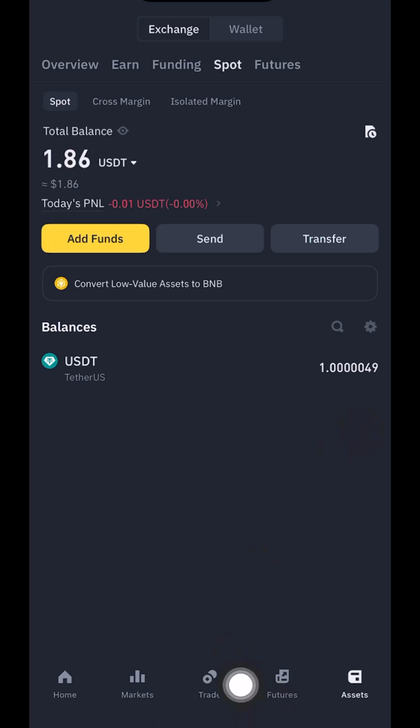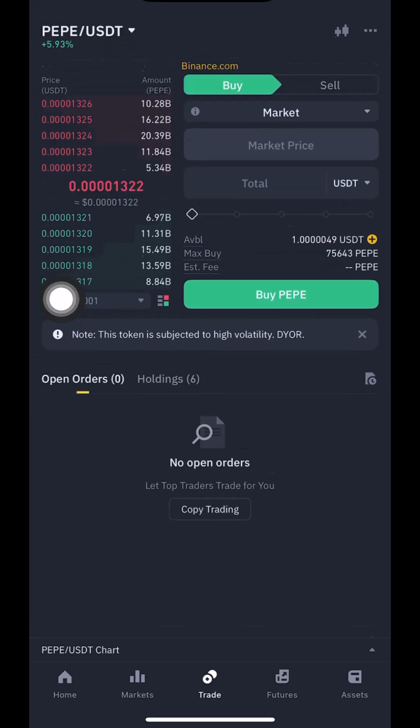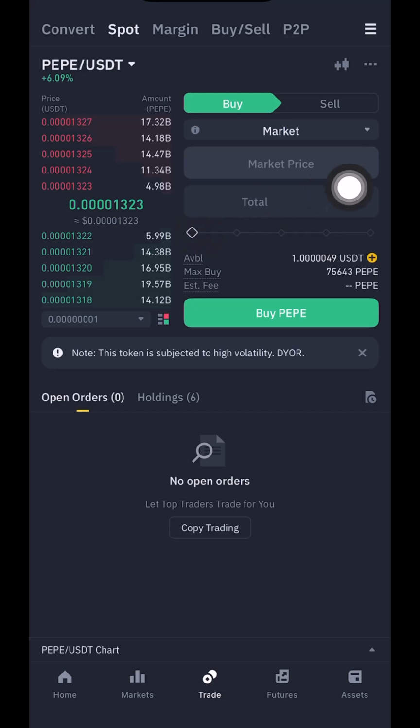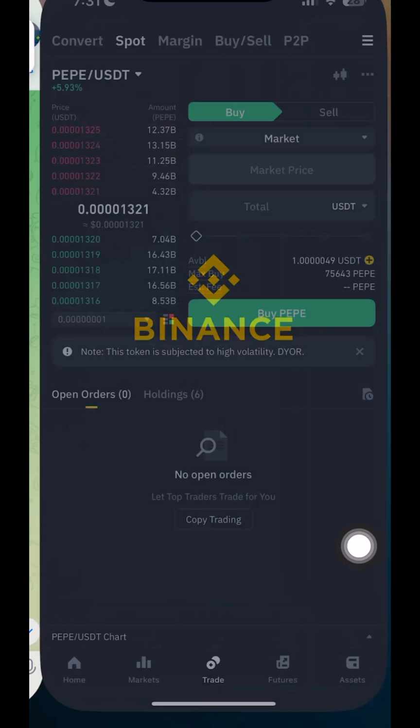In order to trade spot, you click here. You click on Trade here, and then you select the pair you want to trade. $1 can trade the PEPE pair because it will execute for you. If you cannot trade, you have to complete the disclaimer. Here is the disclaimer. You just tick yes, I will be responsible, I accept the terms of use, and then confirm. So that's it. You will be allowed to trade in the spot account.